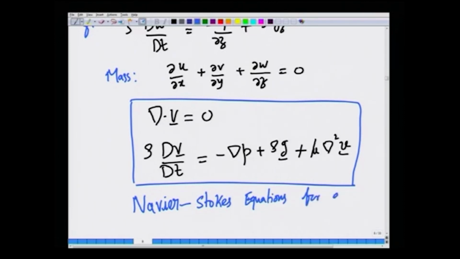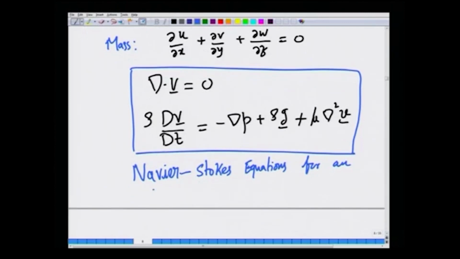For an incompressible Newtonian fluid. Okay. So, this is the mass balance, this is the differential momentum balance. Okay. So, the next task for us is to understand these equations by providing some solutions of these equations in simple physical contexts. We will continue this in the next lecture.